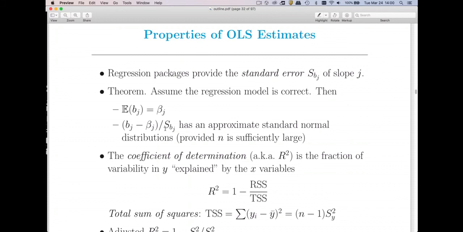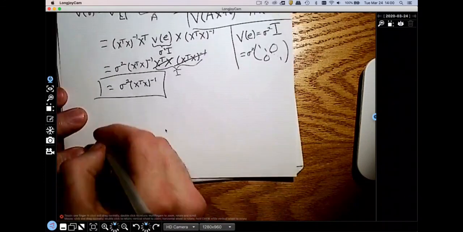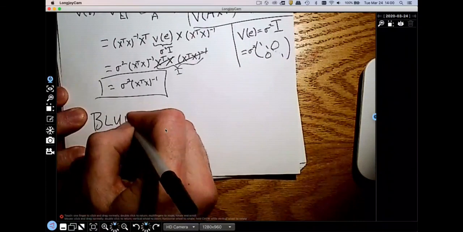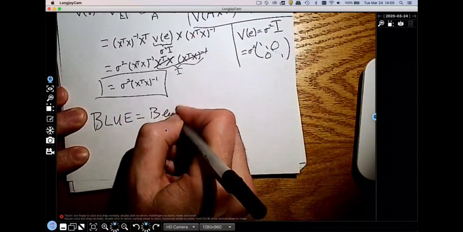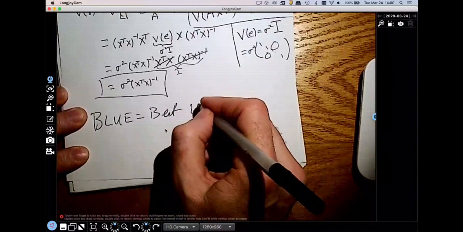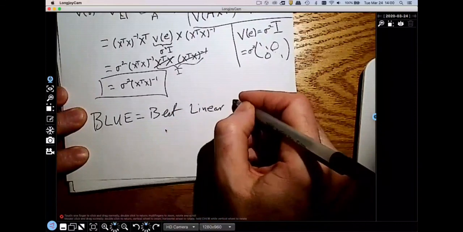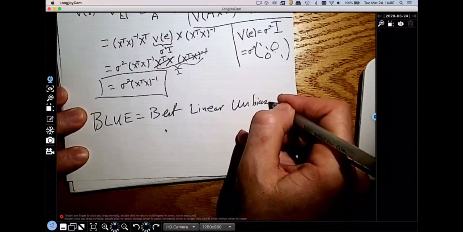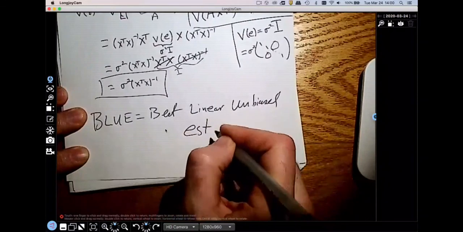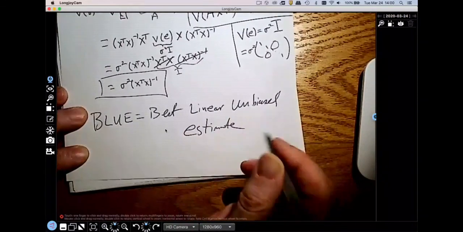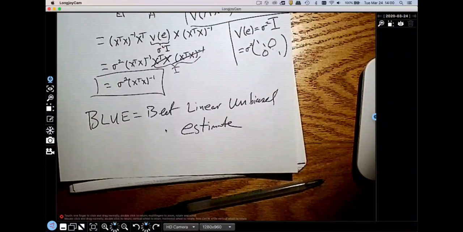They're BLUE. They're the best linear unbiased estimator. I should probably write that. So BLUE means best, meaning lowest variance, linear, unbiased estimate. All right, that's it for the math and theory of ordinary least squares.